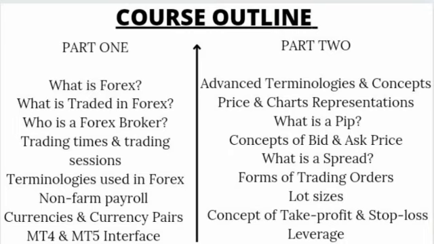So under this part 2, the advanced terminologies and concepts, you're going to be learning price and chart representations. What is a pip? This is very compulsory in order for you to know how to calculate your stop loss and take profits. Under that, you're going to be learning the concept of bid and ask price. What is a spread? This is also important. A lot of people ask, how do Forex brokers earn money? So under this spread, you're going to know how brokers earn their money.